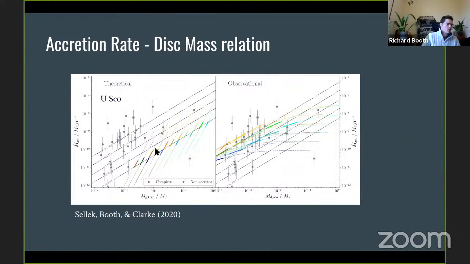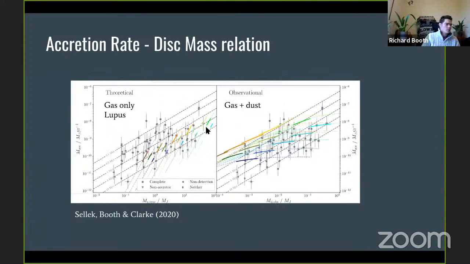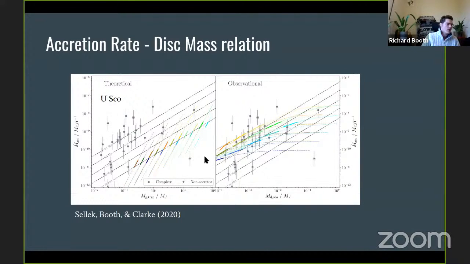What I'm showing now is the older region, Upper Sco, 5 to 10 million years, which has very similar accretion rates to what you see in Lupus, but lower masses. So it's moved to the left. The viscous-only models now completely miss the data entirely, but the models with radial drift are again doing a relatively good job of matching the data, apart from this population of disks with high accretion rates and low dust masses.